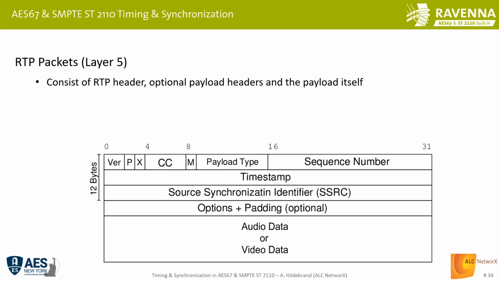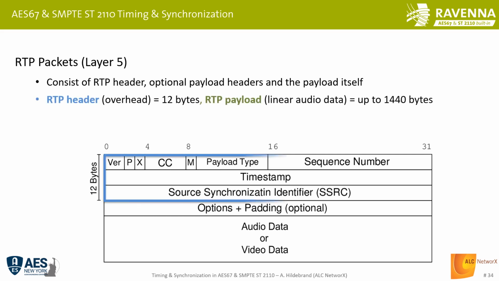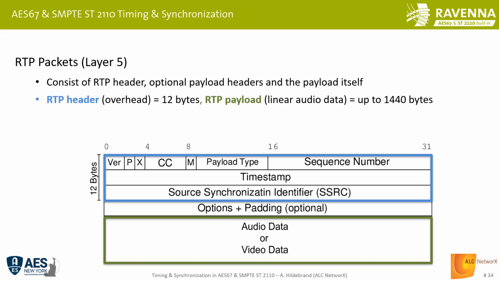Now, how is all this coming together? Well, if we look at RTP packets, which is what we call layer 5, an RTP packet consists of an RTP header and an RTP payload. The RTP header has 12 bytes overhead. The RTP payload area carries any number of up to 1,440 bytes of audio data, or any other media data, actually. Actually, it would be 1,460 bytes with IP version 4, but since IP version 6 would only allow for 1,440 bytes, AES67 has constrained the maximum payload size to 1,440 bytes.